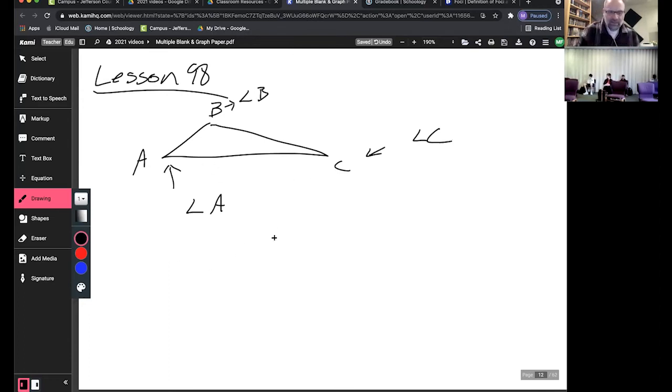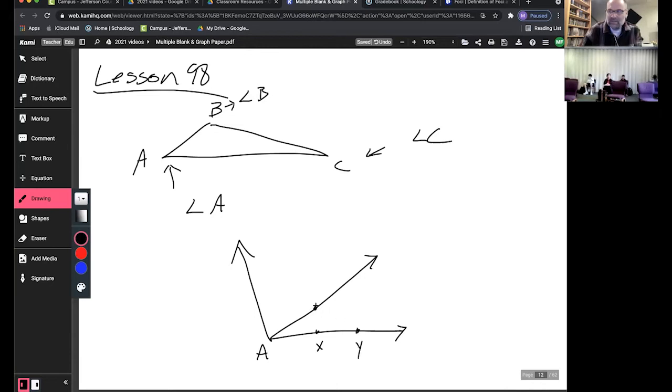All right. Let's think about a different scenario. Let's say we've got some rays happening. Remember, another word for rays is half lines. So a ray starts here like a ray gun and shoots this way. Here's another ray shooting that way. Here's another ray shooting that way. So if I put some points here, X, Y, B, C, here's M.